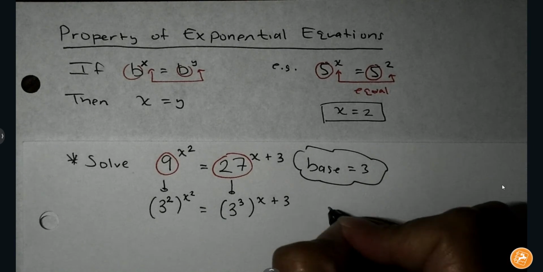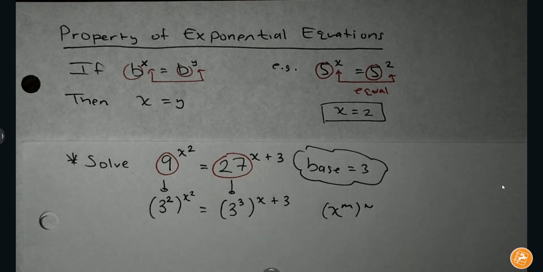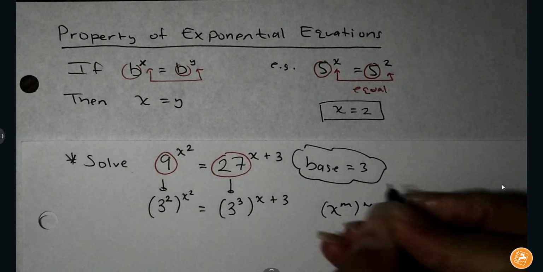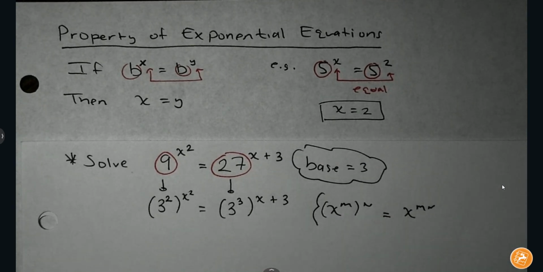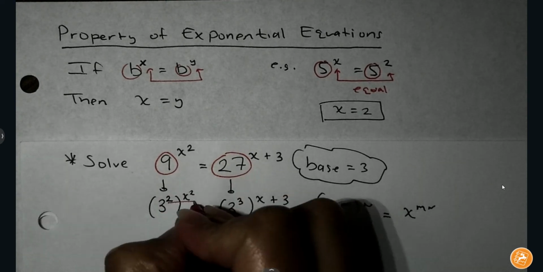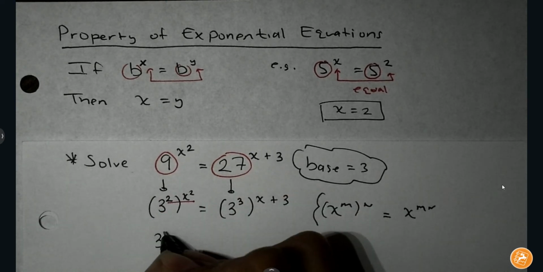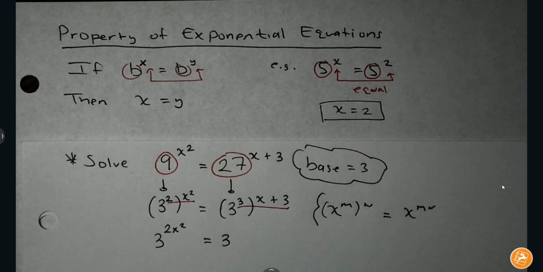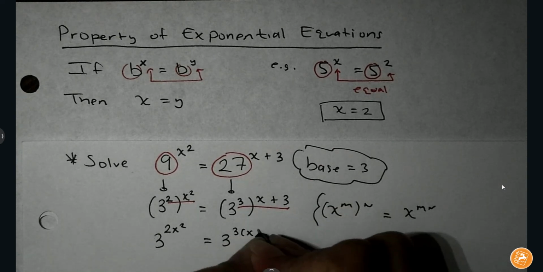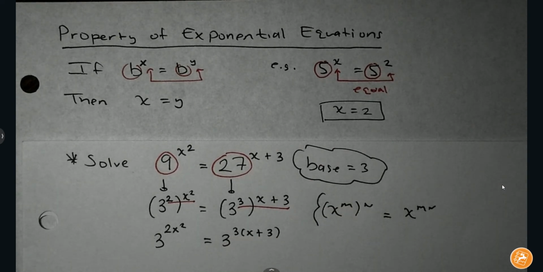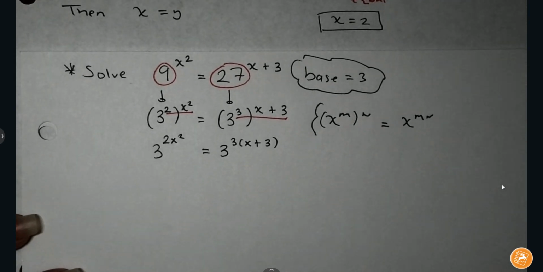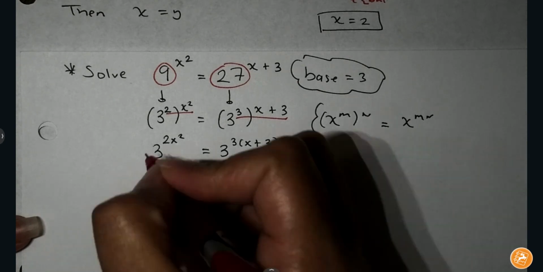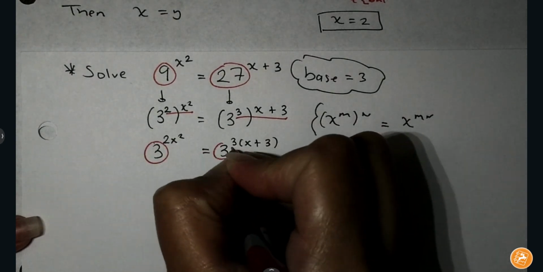So we're going to go ahead and apply the power rule for exponents. Gentle reminder, if you're raising powers, you're going to keep the base and multiply the exponents. So when we apply the power rule to the left side, that will give us 3 raised to the product of 2 and x squared, equals 3, power rule on the right, raised to 3 times x plus 3. So at this point, I'm going to ask myself, did I really fix it so the bases are the same? And the answer is yes. We have base 3 on the left, we have base 3 on the right.